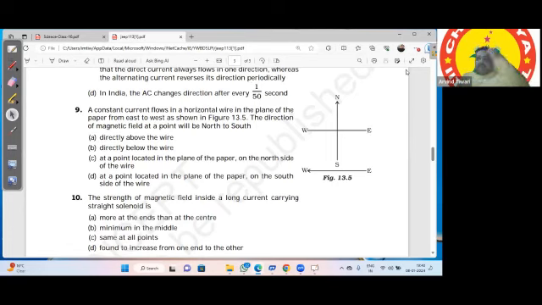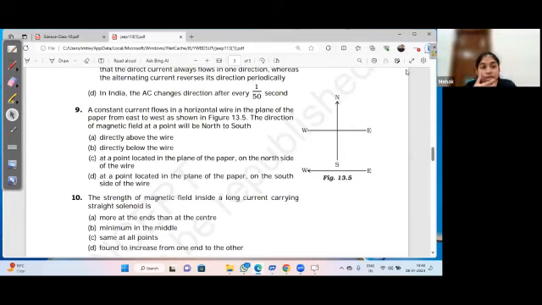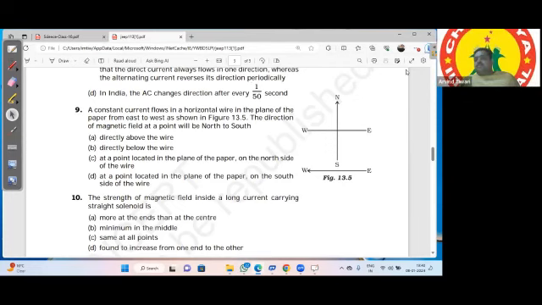And if it is possible, do this in this way only. First, draw this and then find out the direction of the magnetic field at a point above the wire. Sir, can we do this by applying the snow law? Which law? No, no, no.